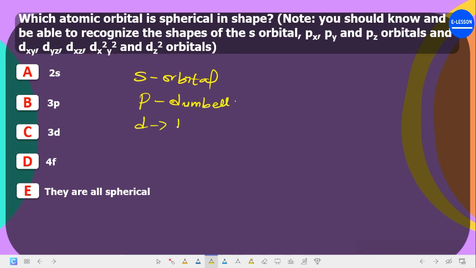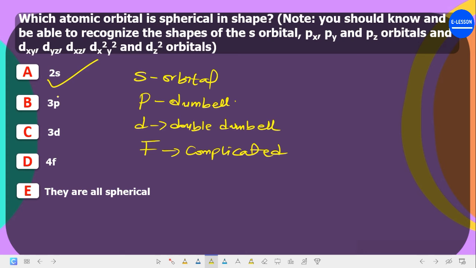D orbitals are double dumbbell, and the f orbitals are complicated. That means their shape is complex. Okay? So the correct answer is 2s. Regardless of the energy level, all s orbitals are spherical in shape.